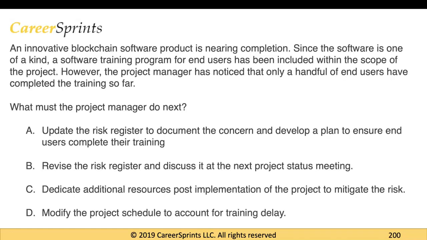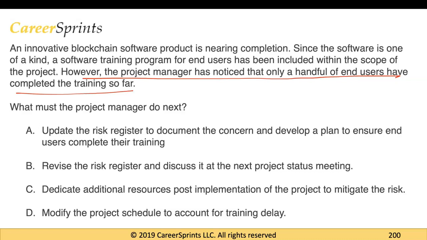So let's move on to question number 4. So it says an innovative blockchain software product is nearing completion. Since the software is one of a kind, a software training program for end users has been included within the scope of the project. However, the project manager has noticed that only a handful of end users have completed the training so far. So it's a new product, and customers need to go through some form of training to understand the product, and people have not undergone that training. That is the gist of this scenario.